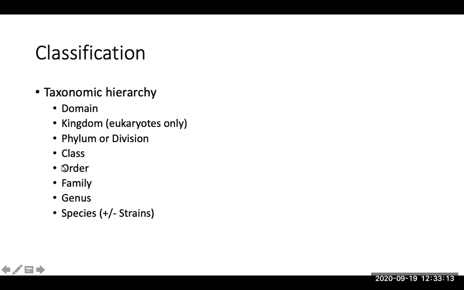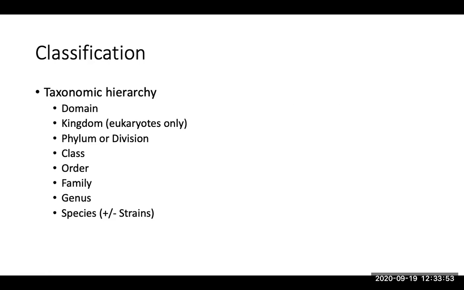And then similar species are grouped in the same genus, similar genera are grouped in the same family, similar families are grouped in the same order, and so on and so forth, all the way up until domain. And if you remember, the three major domains of life are Eukarya, Archaea, and Bacteria. Kingdom is reserved only for eukaryotes, and so prokaryotes don't have kingdoms. They jump straight from domain to phylum.